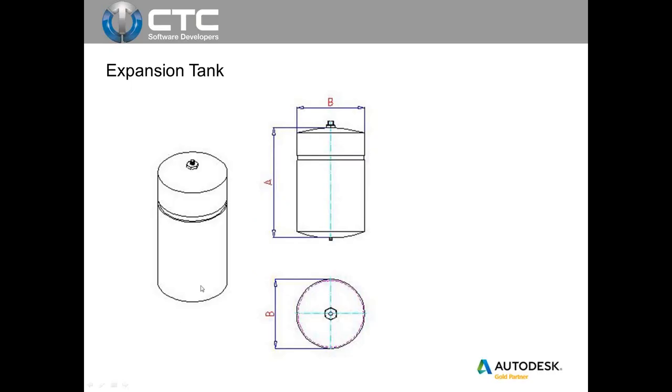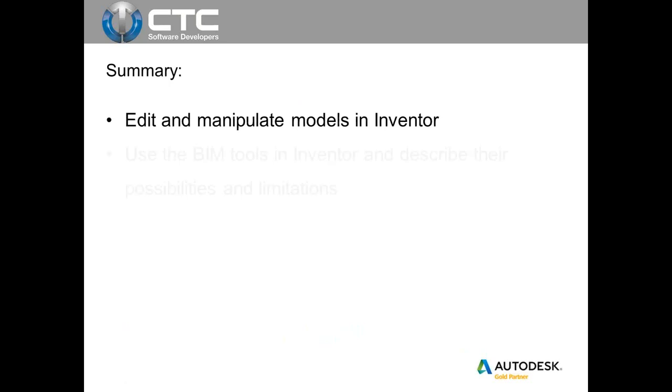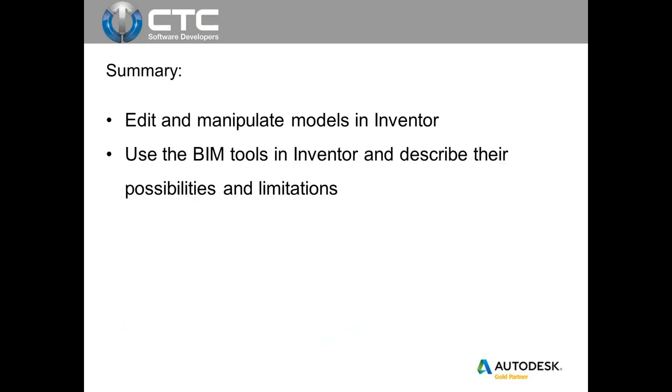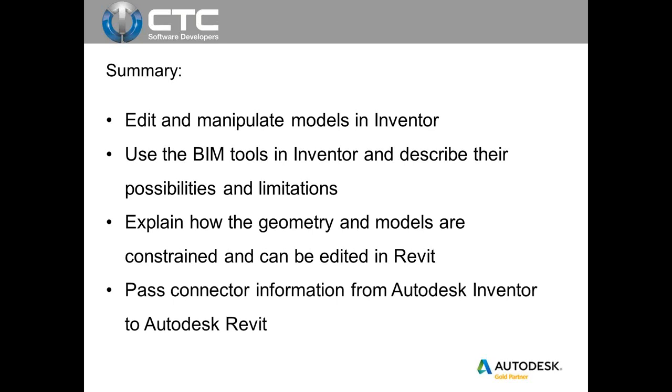Okay, so to review what we've looked at today, we saw how you can edit and manipulate models in Inventor. We saw how the BIM tools can be used. We looked at some of their limitations, for example the dimensions coming through, and also the material. To an extent you can't parameterize it, and you can see how the geometry and models are constrained and how they were being edited in Revit, and we saw how the connector information came from Inventor to Revit. Okay, so with that I'd like to hand it over to Tim.